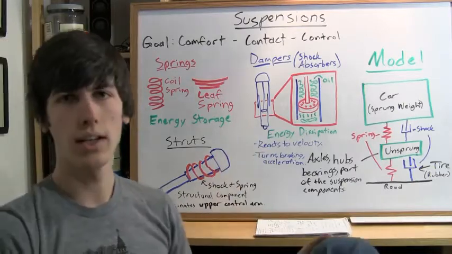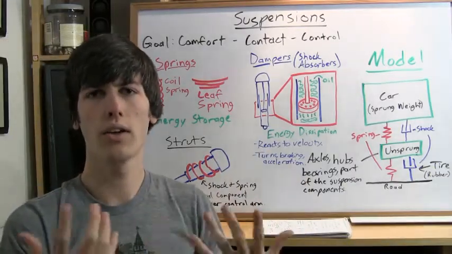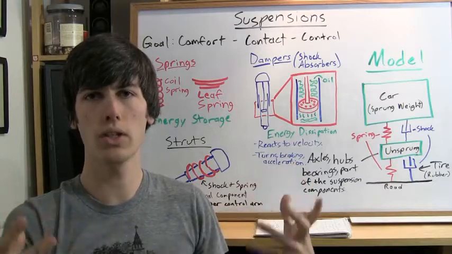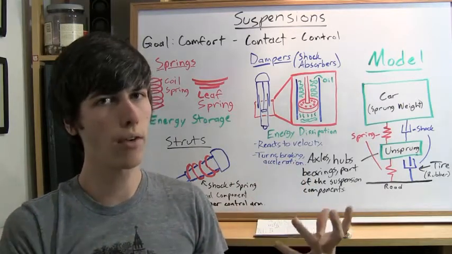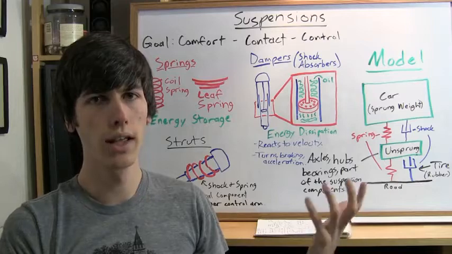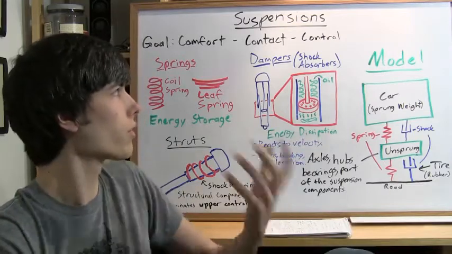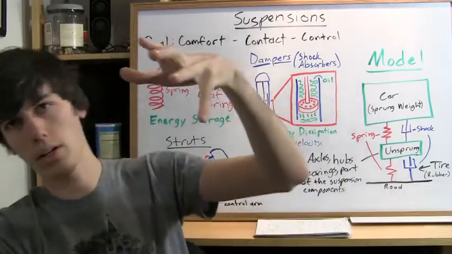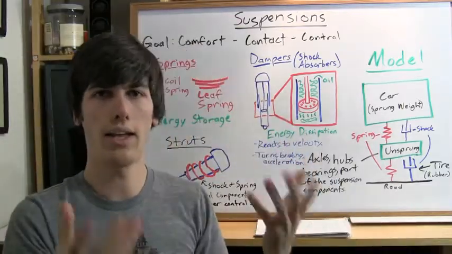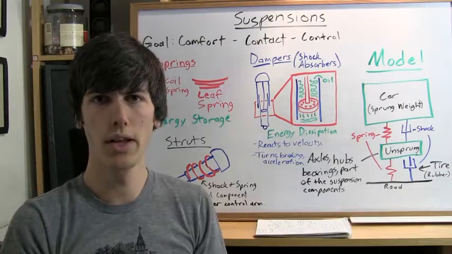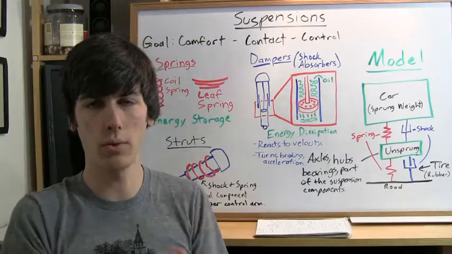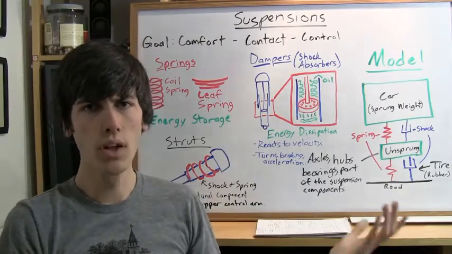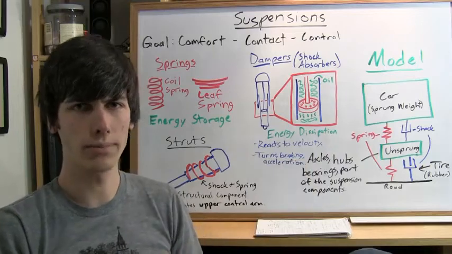But the main reason is contact. You want to have contact with the ground. You want all 4 tires to be touching the ground. And if you do have all 4 tires touching the ground, then you have control. Also, you want the mass of your car to be in a certain position. You don't want it leaning way over, rolling back and bouncing around. You want it to stay in a stationary position so that you have control. So that's why you have suspensions.